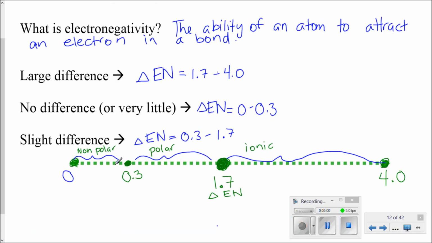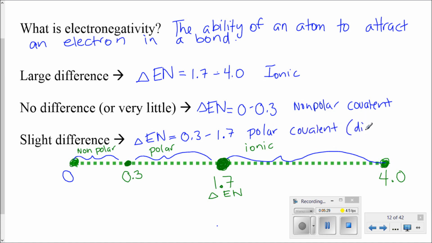If we have a very large difference in electronegativity, between 1.7 and 4.0, we have an ionic bond. If there's very little difference, between 0 and 0.3, it is nonpolar covalent. And if we are between 0.3 and 1.7, it is polar covalent. This means we have to include something called dipoles, which I will define in a moment.